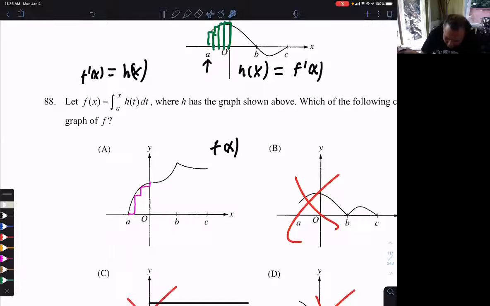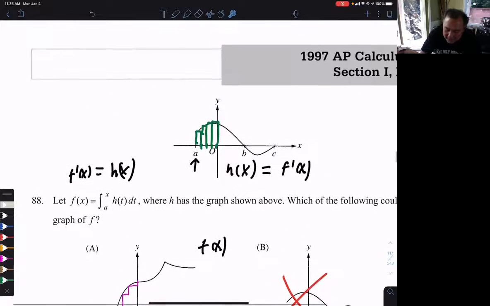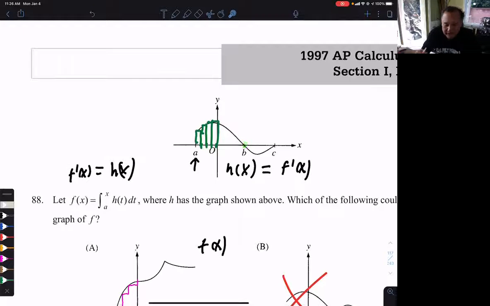So let's look at this. What's the derivative at b? What's the derivative right there? Does not exist, right? Because it's a sharp point. So the derivative should not exist. Here's the derivative. What's the derivative at b? It's 0. It's on the x-axis. Now let's look at this one. What's the derivative at b? 0, because the slope of the tangent line is 0. So E fits better because for E, the derivative is 0 at that point.